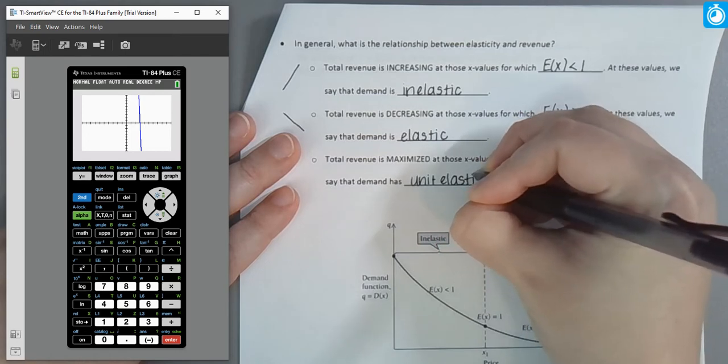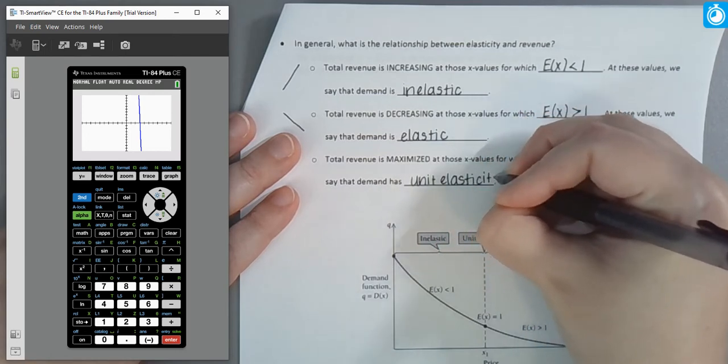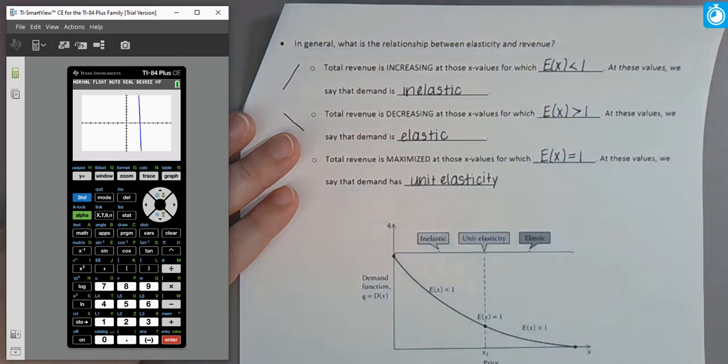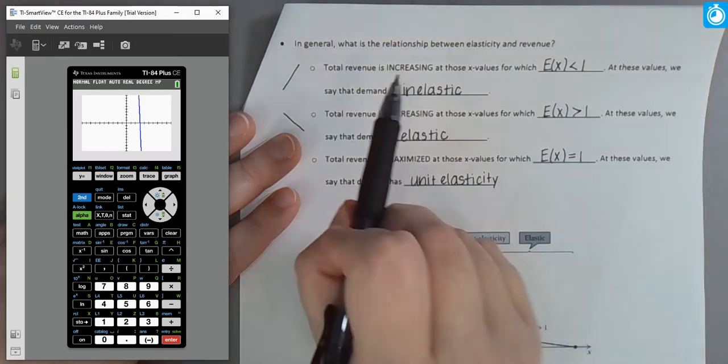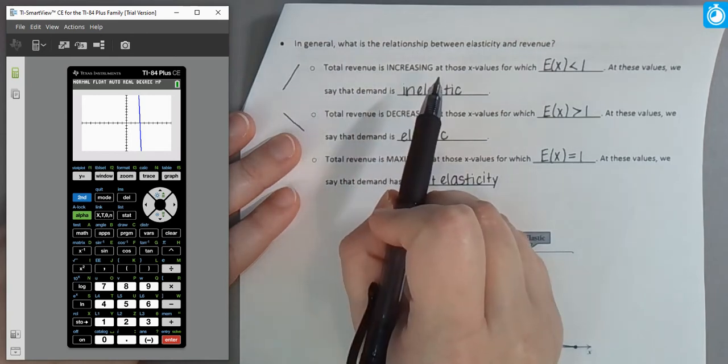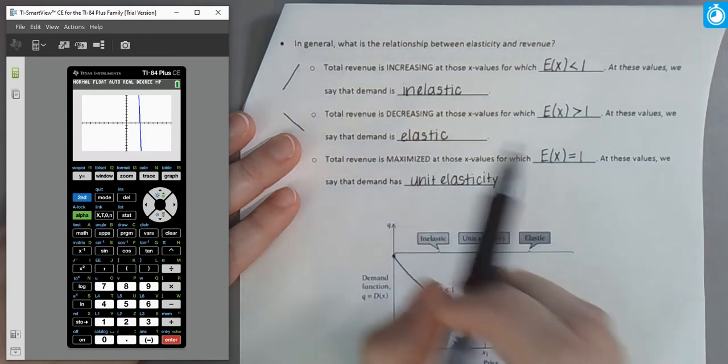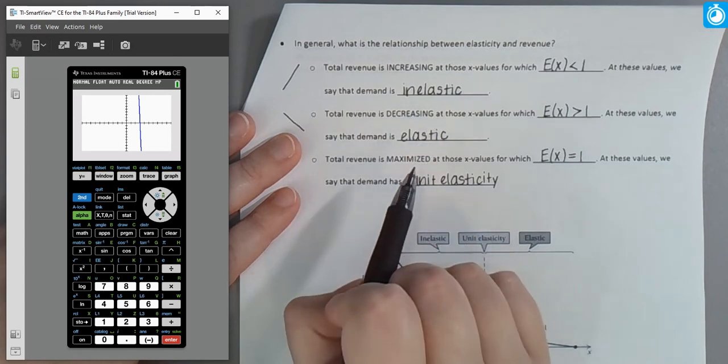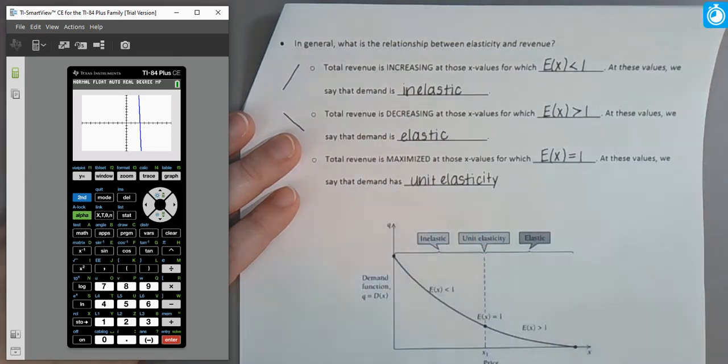Unit elasticity. Unit meaning 1. Whenever you see the term unit in math, unit typically means 1. So unit elasticity, in other words, we've balanced the changes in price to the resulting changes in quantity. We're not at the point where we could be charging more, where we could improve our revenue, but we're also not at the point where additional charges would make us lose so many customers that we start losing money.